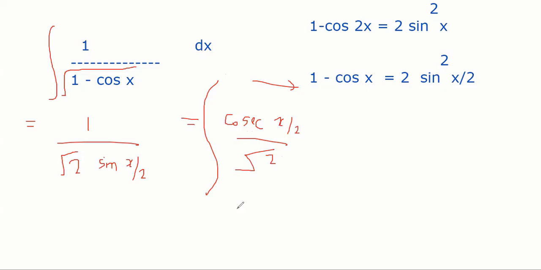Now how to do cosec of x by 2? The same way we did the previous question, we can do this also. How do we integrate cosec x? Do you know, guys? How to integrate cosec x? You know or not? Or shall I tell you how to integrate cosec x? Integral of cosec x is log of cosec x minus cot x. Or you can say log of tan x by 2, depending upon how you want to do it.